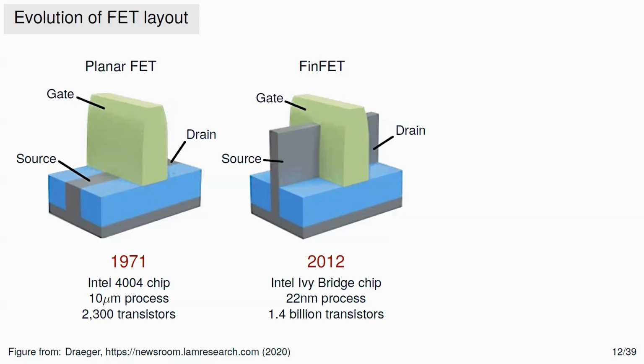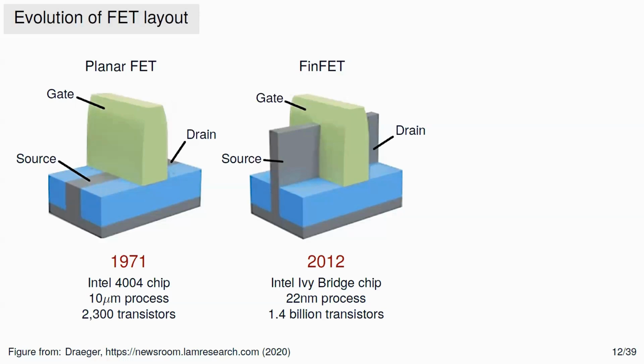And in this case, in order to have better electrostatic control of the electron flow in the channel, they raised this gray thing here, so in order to have the gate on 3 sides, okay? So this is called the FinFET, simply because the channel looks like a fin, the fin of a fish. And this was 10 years ago.